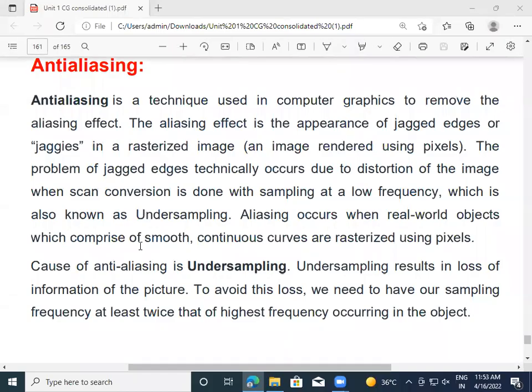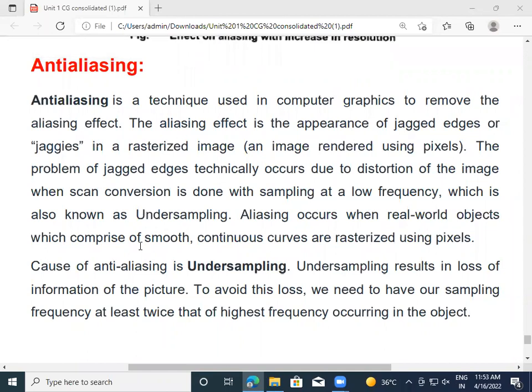Okay. In the last lecture, we saw what aliasing is. Aliasing is a jagged effect which appears on the screen whenever we use a low resolution screen. So what are the methods to avoid aliasing? What methods do we have to consider to reduce the effect of aliasing? Those methods are called anti-aliasing.